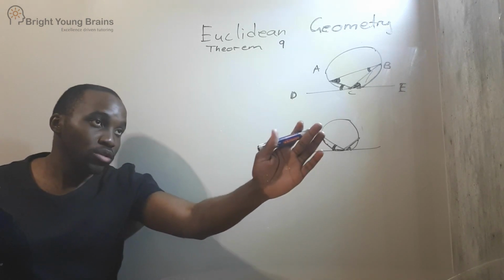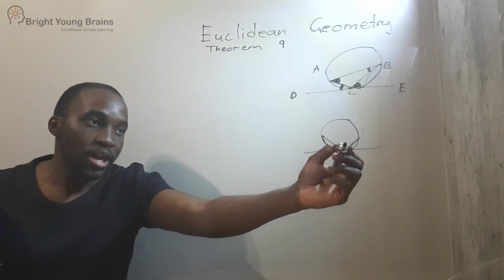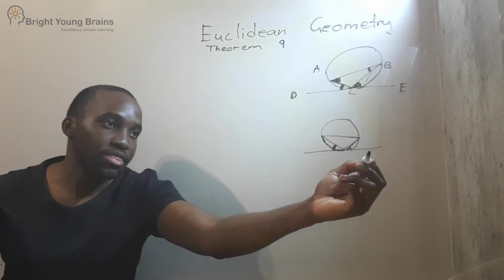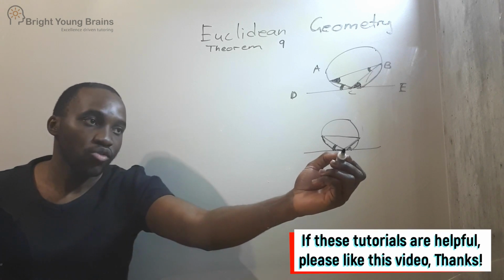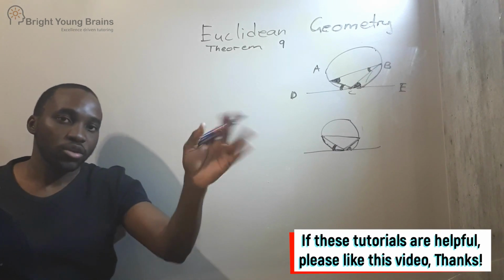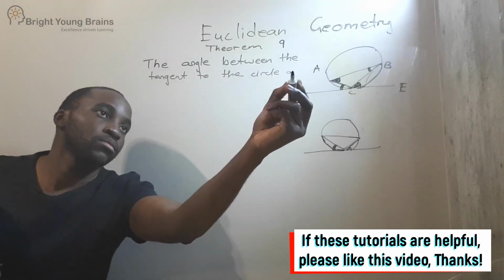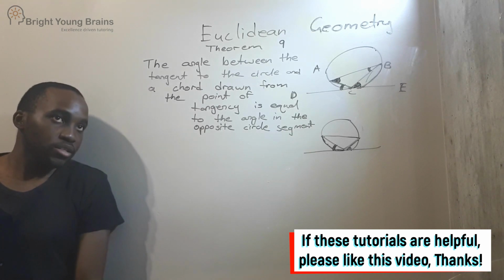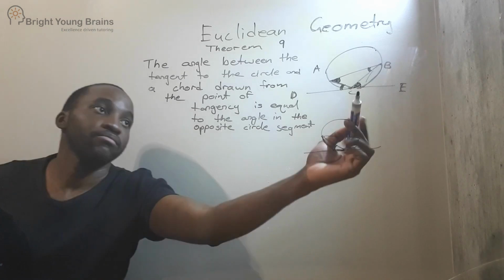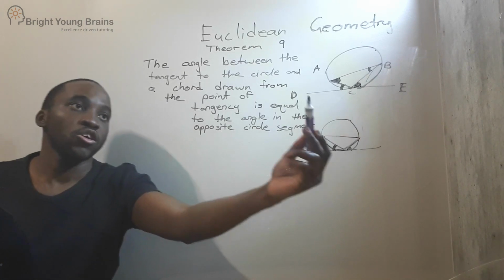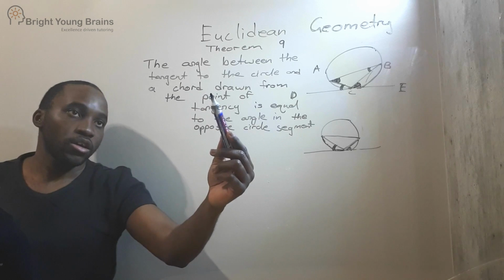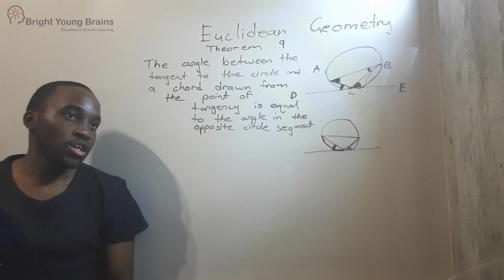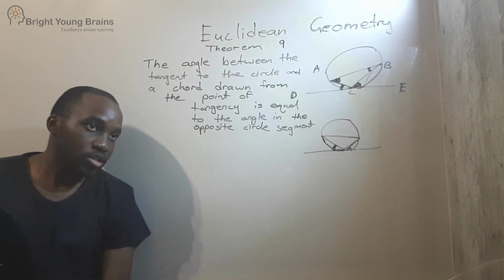So for this theorem to hold, you need two chords, and then these two chords obviously need to be joined by a line in some way, and then you need a tangent where your triangle is touching. So in words, your tan-chord theorem states that the angle between the tangent to a circle and a chord drawn from the point of tangency is equal to the angle in the opposite circle segment.